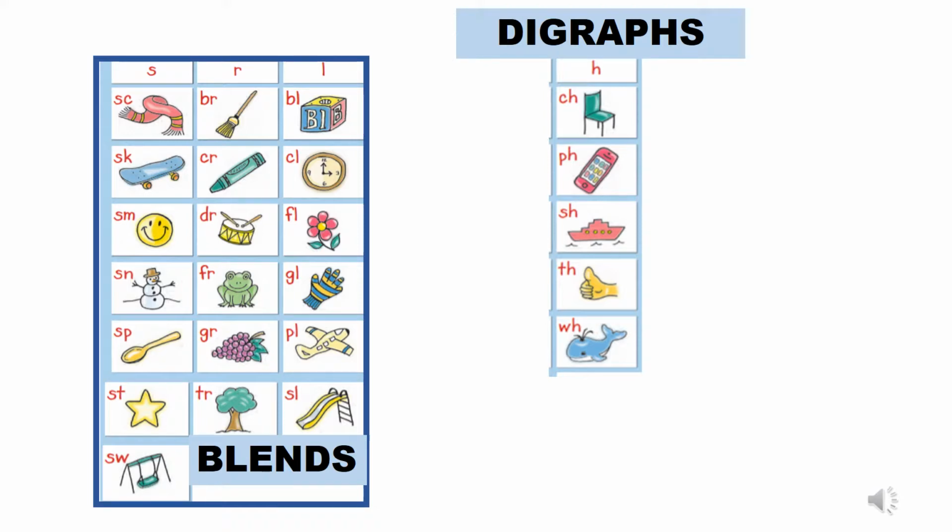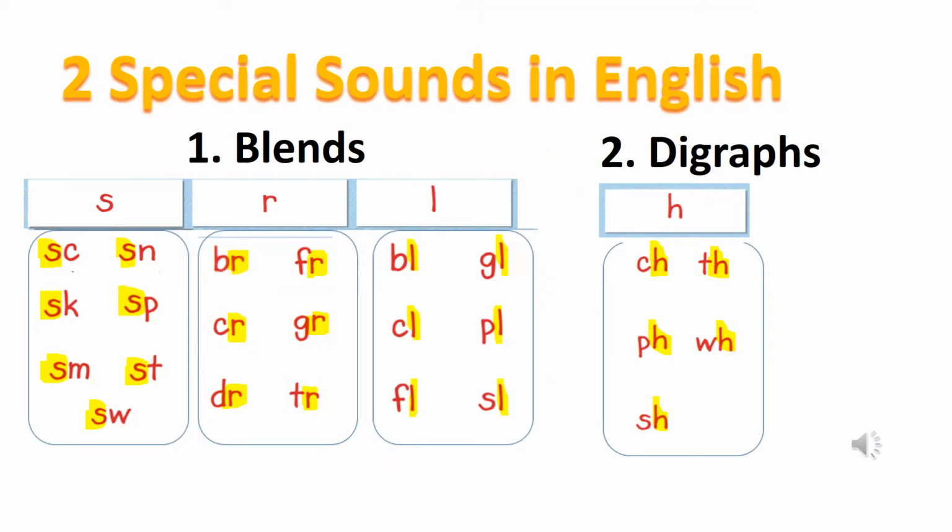The poster that we are using this year for blends and digraphs looks like this. We have 3 columns, the S, the R, and the L blends. And then the rest of the poster has the H digraphs. So watch and see. There are many different blends and many different digraphs in English. But these are the blends and the digraphs that we will start focusing on this year. So number 1, the blends. These are the 2-letter blends that have an S in the first position, an R in the second position, or an L in the second position. Number 2, the digraphs that we will focus on have an H in the second position.